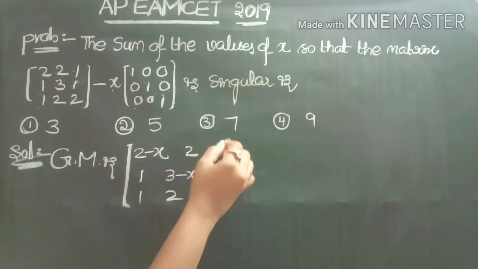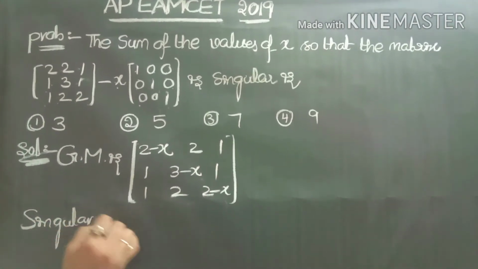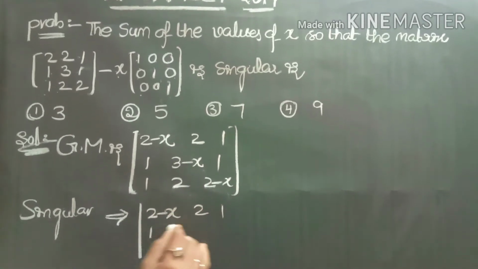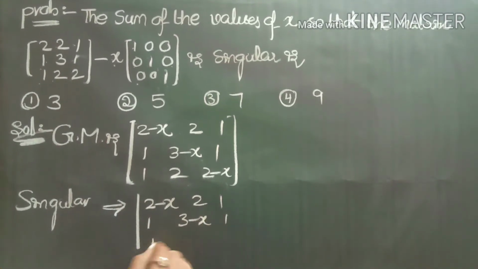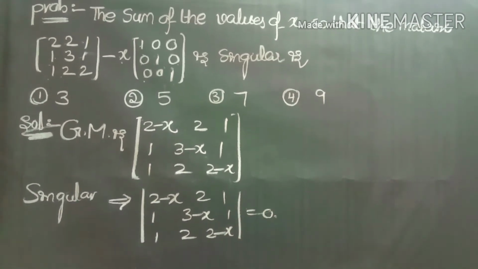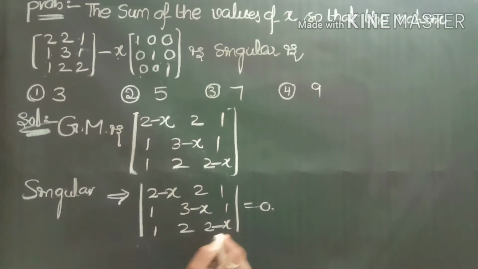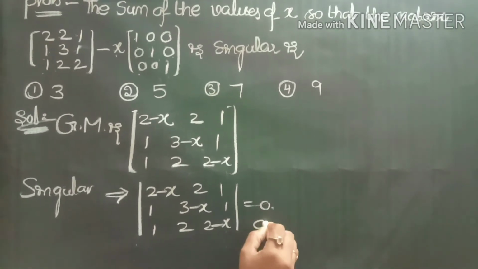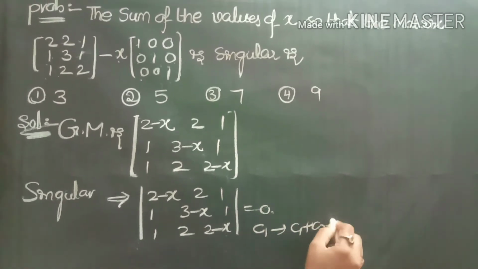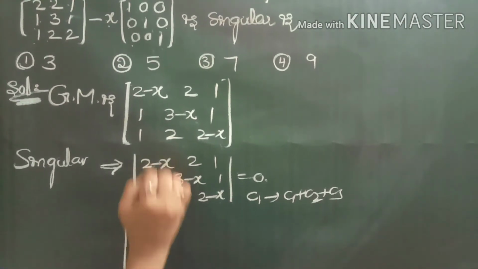And also given that it is a singular matrix, so singular means determinant is equal to 0. So singular implies det equals 0. The determinant of 2 minus x, 2, 1; 1, 3 minus x, 1; 1, 2, 2 minus x is equal to 0. Now we find this determinant value by applying elementary operations. So here we apply the first operation as C1 goes to C1 plus C2 plus C3. This is C1, C2, C3.